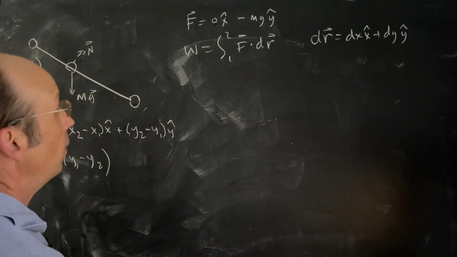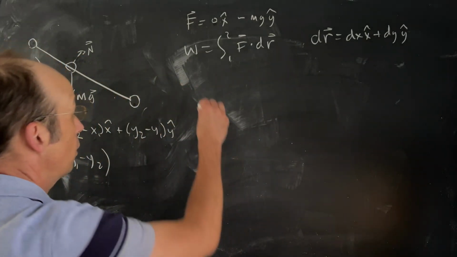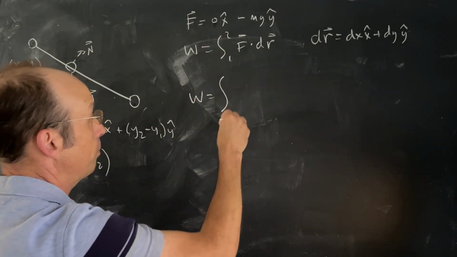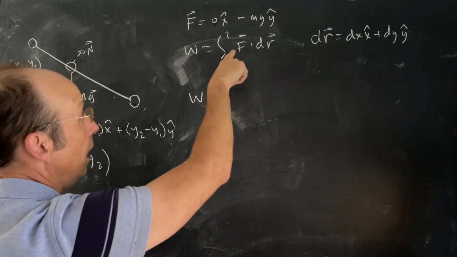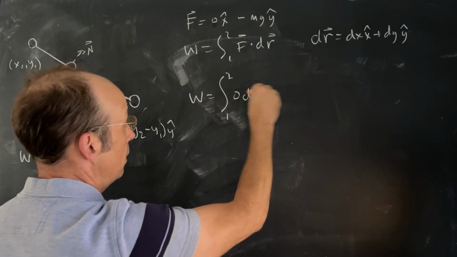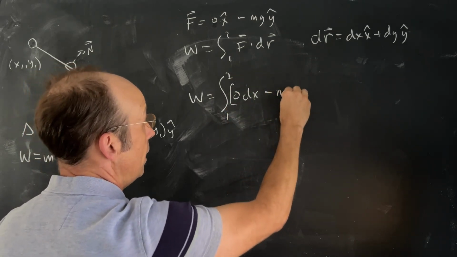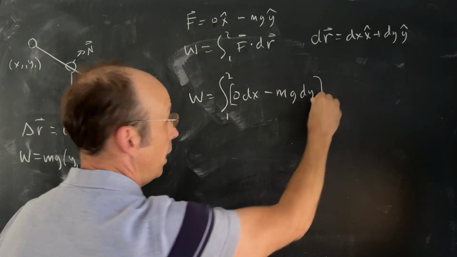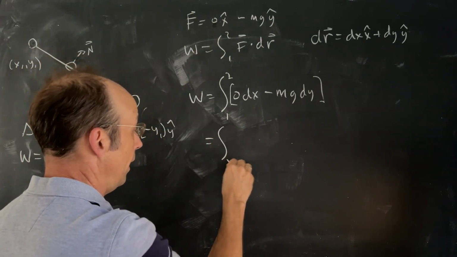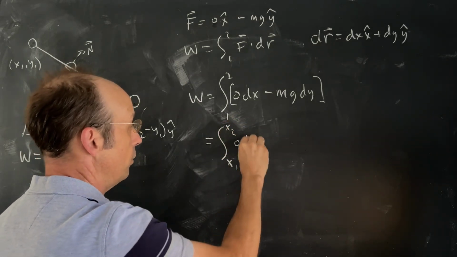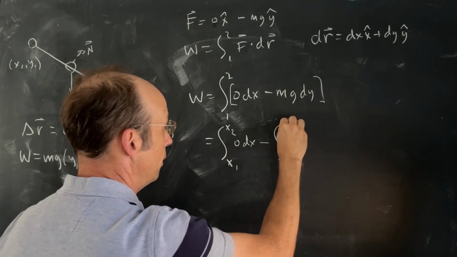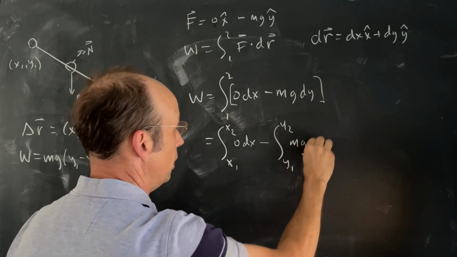Okay. So let's do this for the gravitational force. The work done by the gravitational force is going to be equal to the integral, I'll just put it from point 1 to point 2 generically, and then I have 0 times dx minus mg times dy. I can write this as two integrals: the integral from x1 to x2 of 0 dx, minus the integral from y1 to y2 of mg dy.